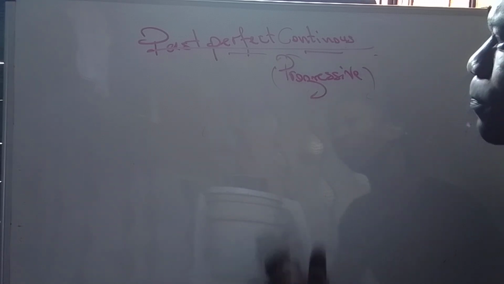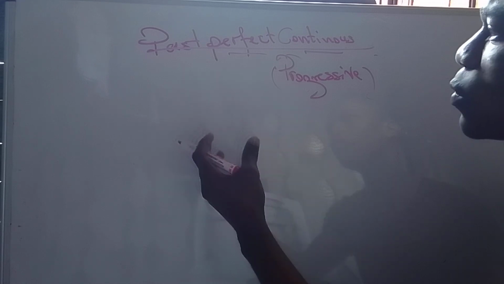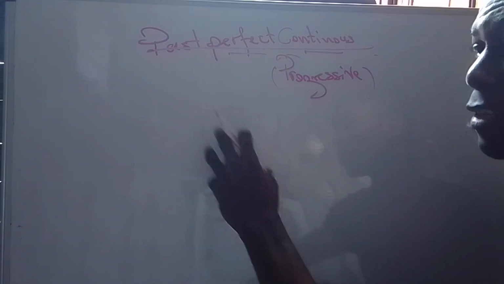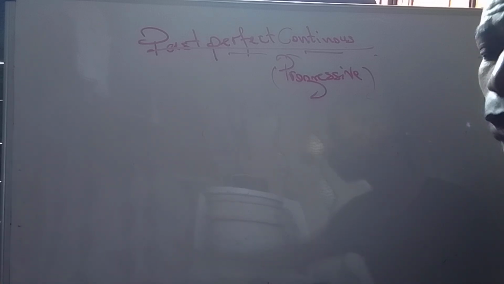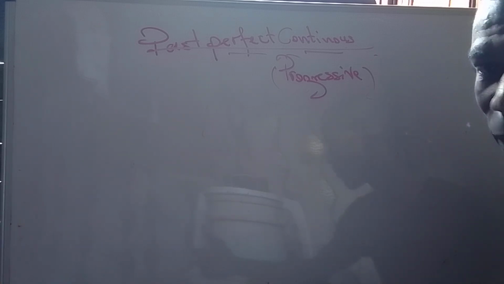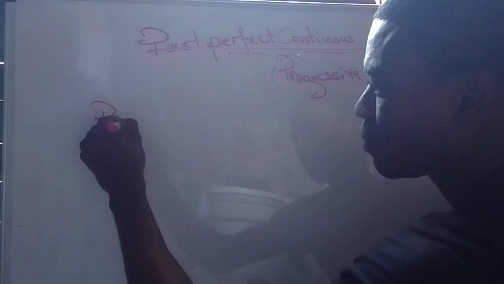Okay? Past perfect continuous is a verb tense that we use to talk about something that started in the past and continued up to another point in the past. Okay? It was started in the past, that's the past.